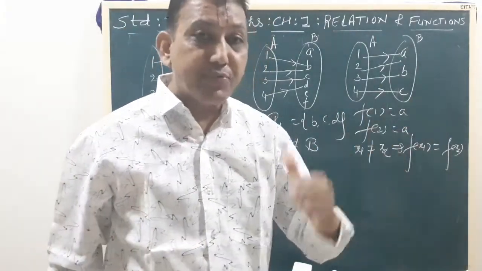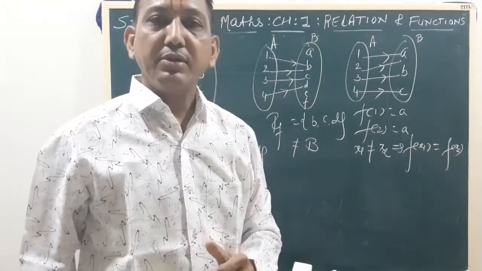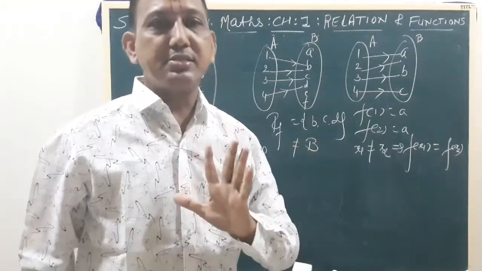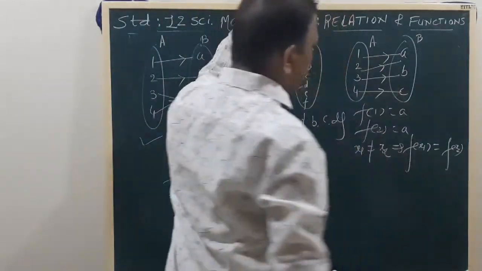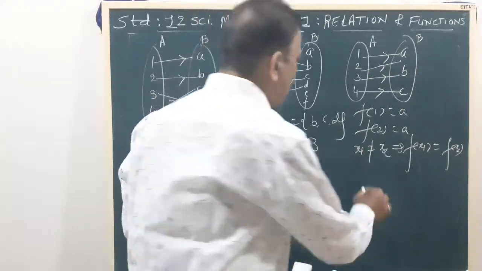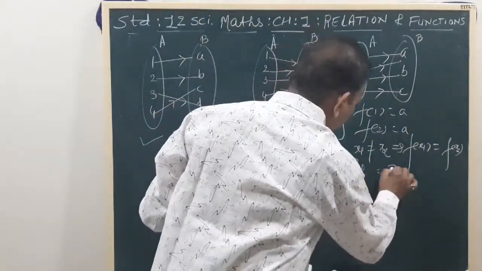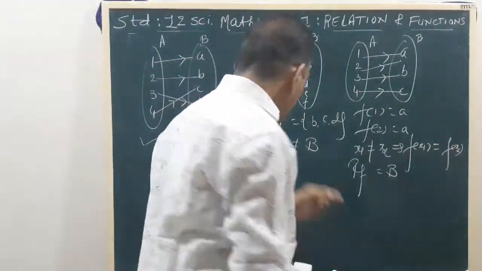Our concept is: different value, different answer is called one-one function. But different value, same answer is called many-one function. Okay? Now onto. Our range is A, B, C and the codomain is also A, B, C. So range and codomain are equal. So it is called an onto function. Clear? Okay. Now the fourth figure.